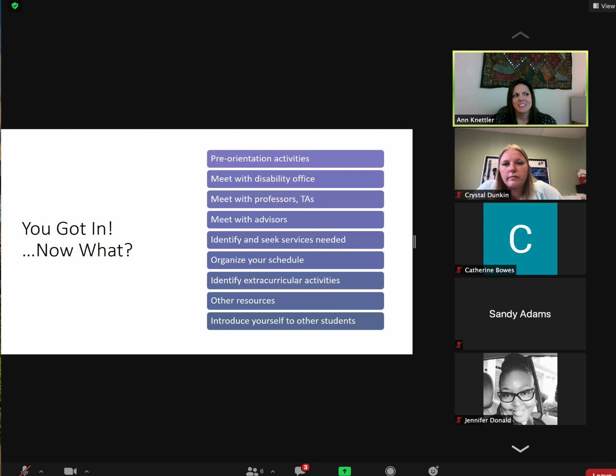Organizing their schedule, identifying the extracurricular activities. There are so many campus organizations, whether you're playing intramural sports, or here at Del State, we're a D1 NCAA institution, and we have lots of sporting options. And it's really important that students connect on all levels, not just in their academics. If there are other resources that you're looking for, ask questions, and introduce yourself as a student, introduce yourself to other students. It can be kind of daunting at first, but you get used to it.